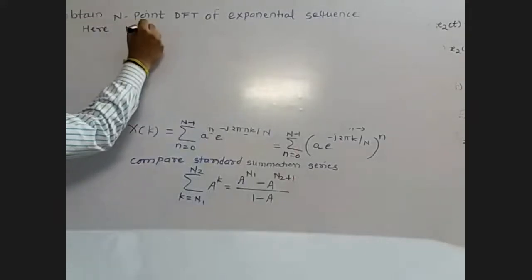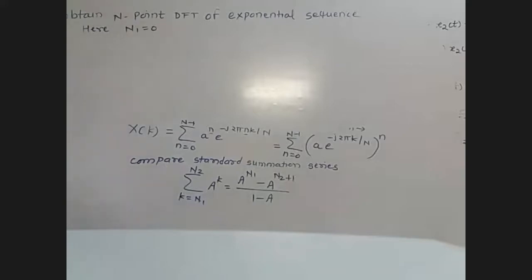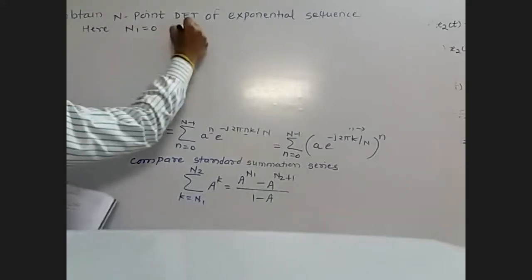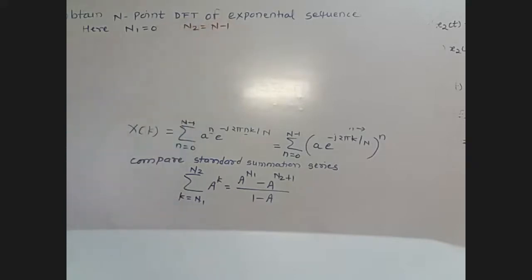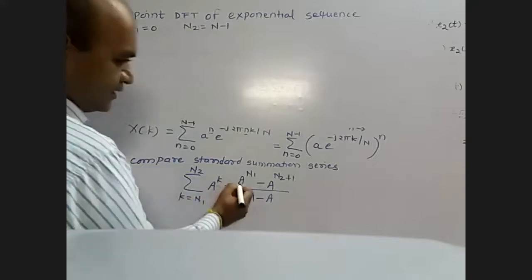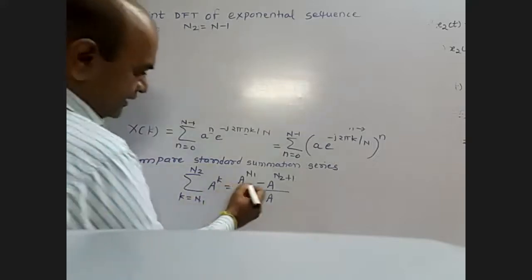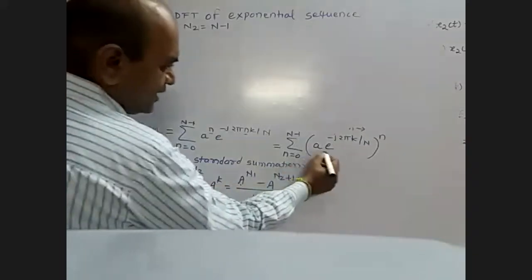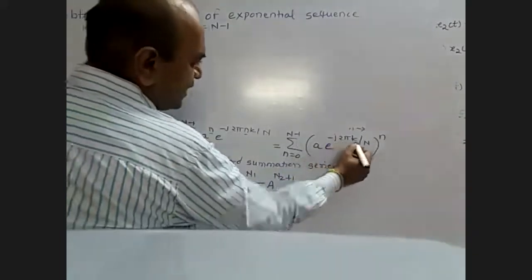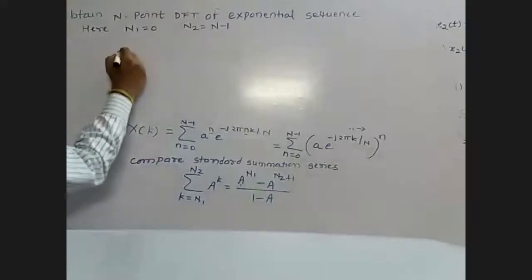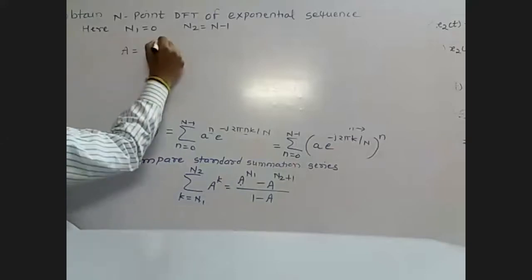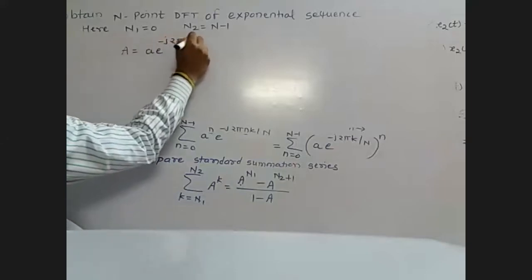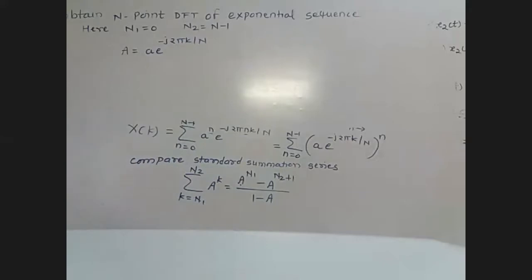What is n1? N1 is 0. And n2 is n minus 1. And what is a? A is nothing but a into e raised to minus j 2 pi k by n. So that's why I write here the value of a is a e raised to minus j 2 pi k by n. Okay. So here we will get this value.